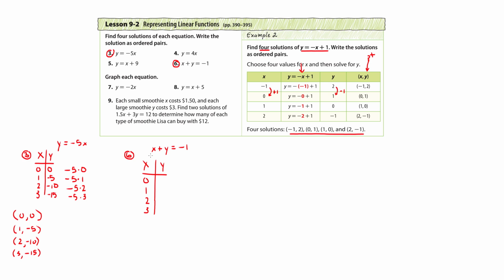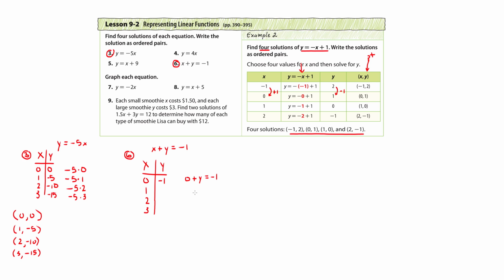And so when I make x 0, this is 0 plus y has to equal -1. And so this one's pretty straightforward. 0 plus y is just a y, so y has to be that -1. And we can look at that. These two numbers do add up to -1. 0 plus -1 is -1. So the x and y always have to add up to -1.